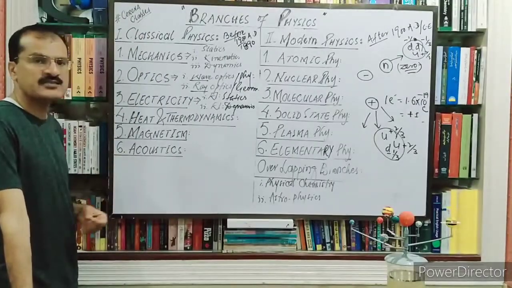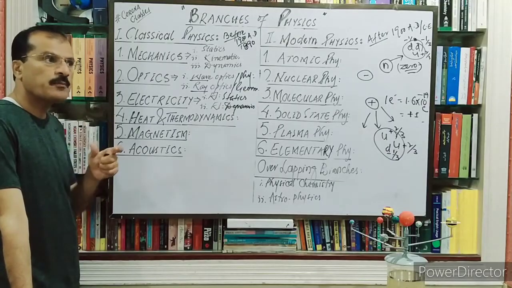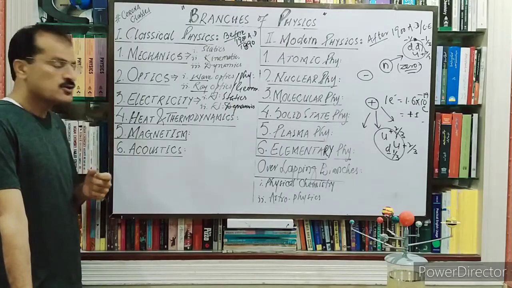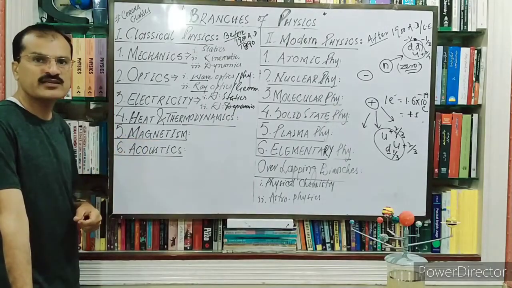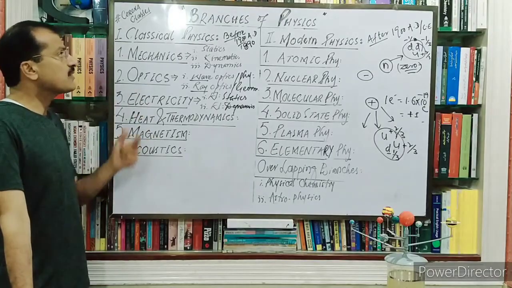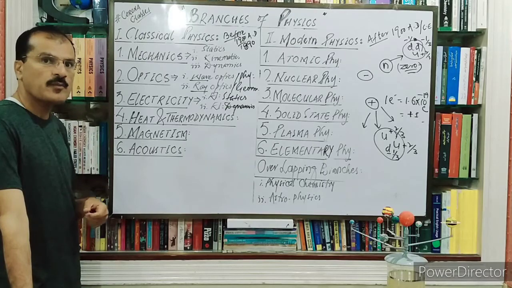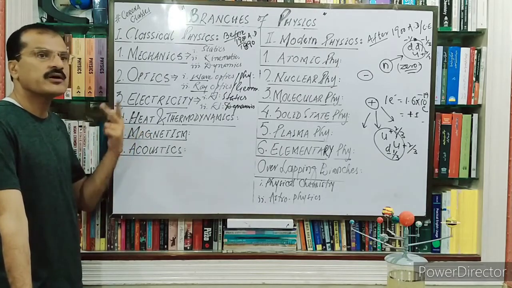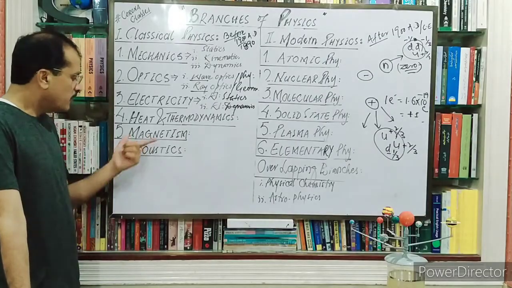Magnetism is a very simple one. Magnetism deals with the properties, origin and uses of magnets. So the study of magnets is known as magnetism, and magnetism is again a part of classical physics, because yesterday I told you the magnet's directional property was identified by the Chinese. Okay.